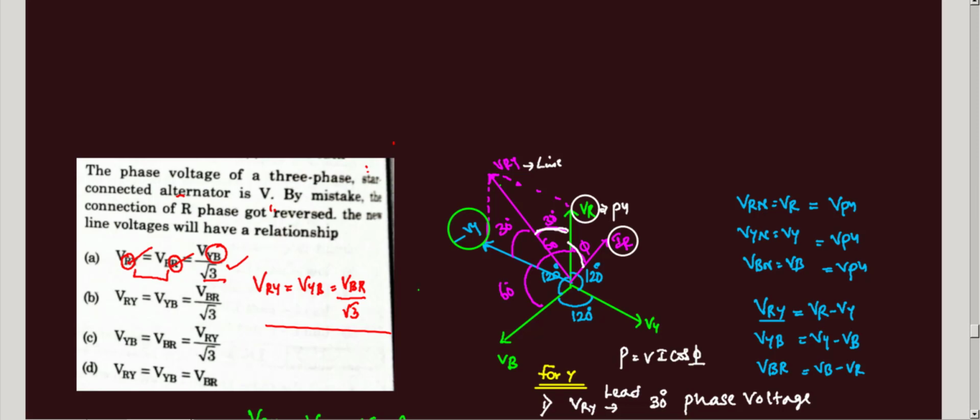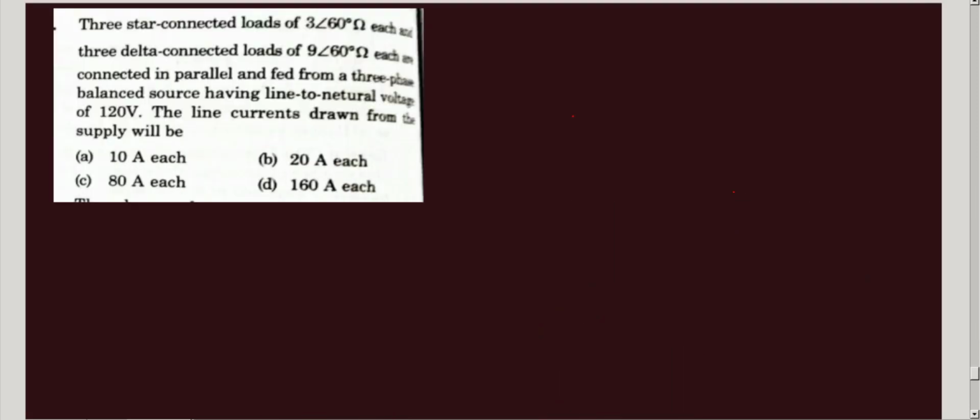Okay, next question. So look at the next question. Three star connected loads of 3 at angle 60 and three delta connected loads of 9 at angle 60 are connected in parallel and fed from a 3 phase balanced source having a line to neutral voltage of 120 volts.